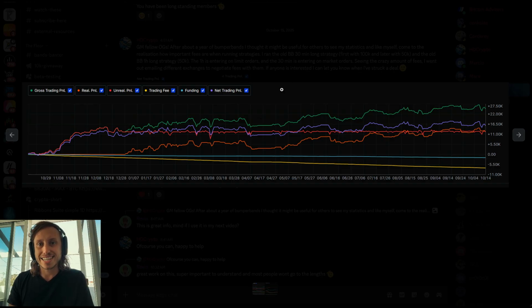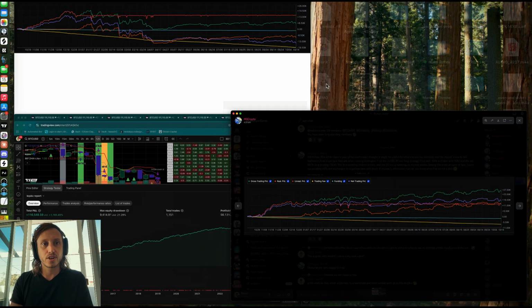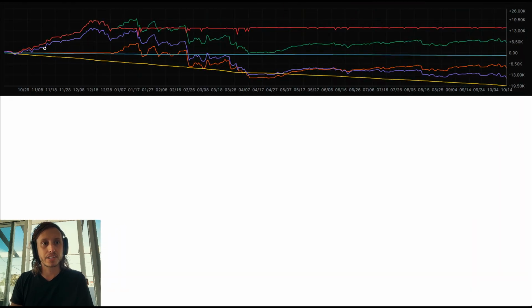So the 1-hour is entering on limit orders. The 30-minute strategy is entering on market orders. Let me look at this. This is the 30-minute strategy over the last year, and the net profit is actually in a loss, which is not what you want to see. The trading fees are just massive there, and again, this is on market orders. It is down almost 20K. Just the fees take about 20% of the gains away.